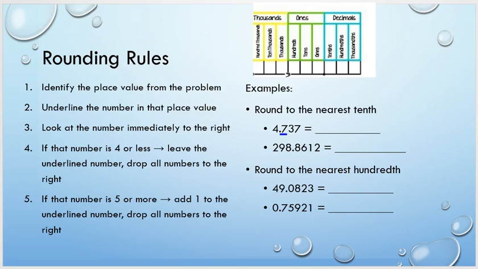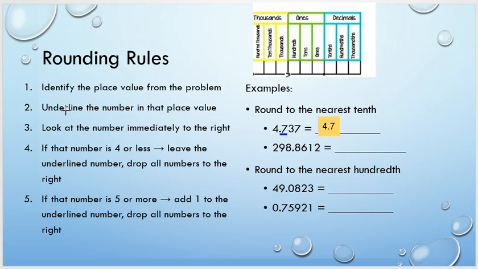So I'm going to leave the underlined number. I did leave 4.7, and then I just drop all the other numbers that are to the right of that. So that one would be 4.7. That would be the first one.